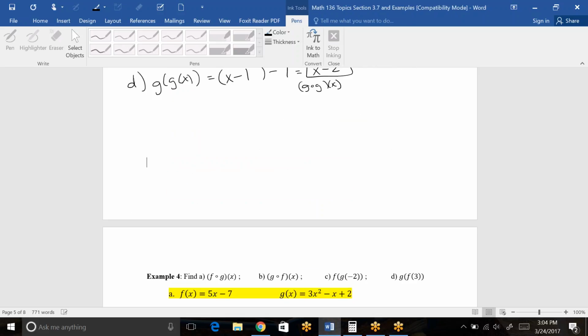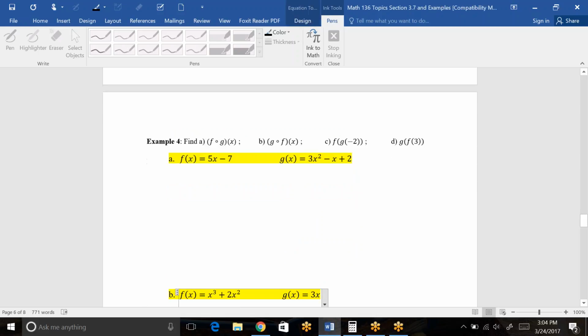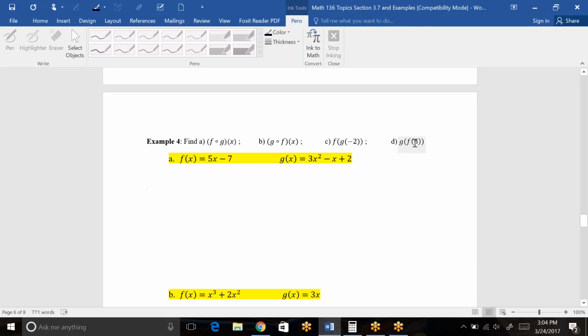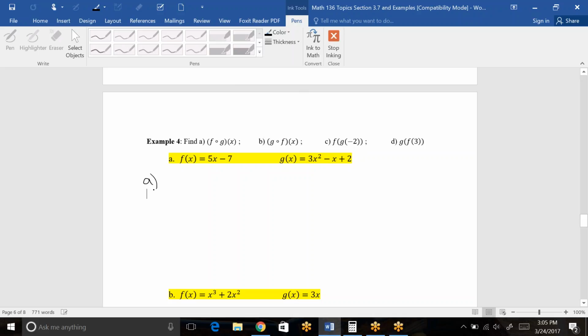All right, so let's look at example 4 because I do want you to see one where you have to evaluate something. So we're going to do f of g, and then we're also going to do g of f, and then we're going to evaluate them with these specific instructions for part C and D. So A is f of g, which would be f of g with g inside. So f is this function, 5 blank minus 7. There used to be an x here, now there's not. G goes in for this blank, so g is 3x squared minus x plus 2.